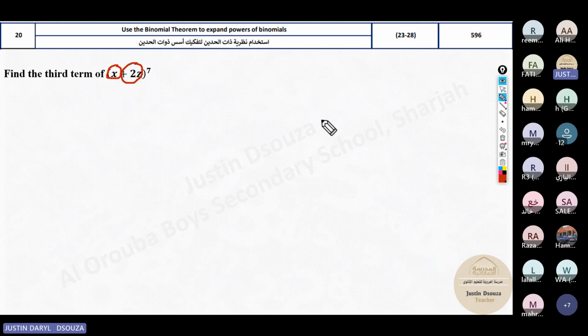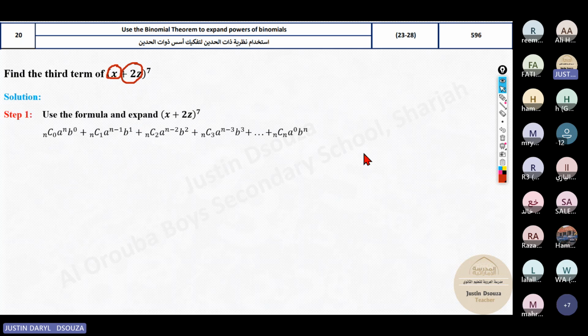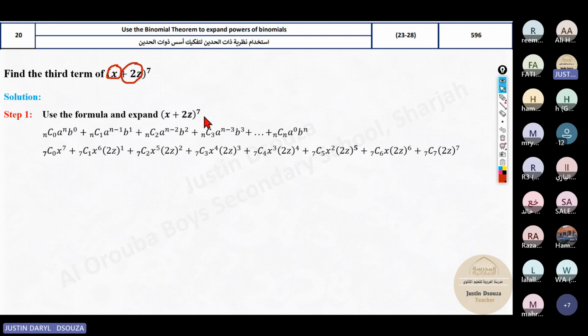You should not forget the sign. Please include the sign as well. Now, use the formula to expand. Just write the formula over here. What I did: 7C0, x to the power 7.